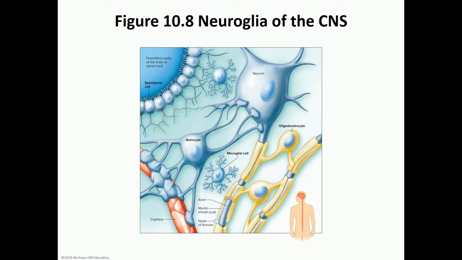There's one last cell to talk about, and these are the ependymal cells. These cells line the cavities of the brain and spinal cord. The cavities in the brain are known as ventricles, while the cavity in the spinal cord is known as the central canal. These cavities are full of cerebrospinal fluid, or CSF. That fluid is made and maintained by the ependymal cells.